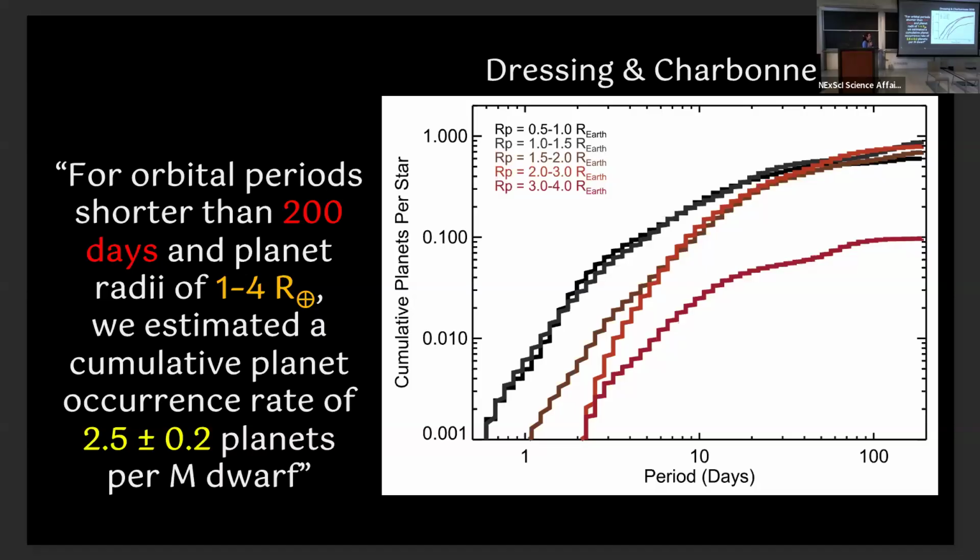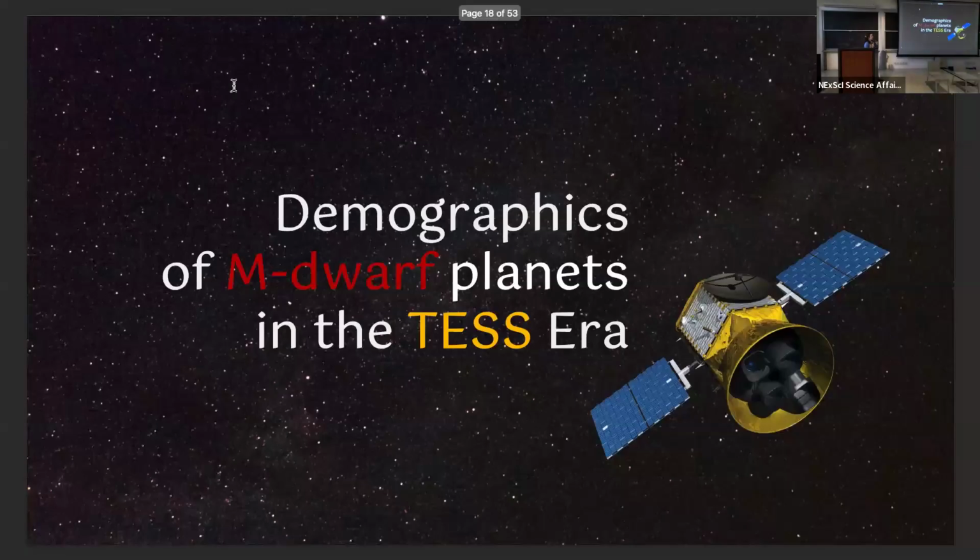One thing, though, to keep in mind with the statistic is that we're really talking about early M dwarfs here. So the median host mass in the sample is 0.5 solar masses, so firmly in that early M dwarf regime. So if we want to think about later type M dwarfs, we need to go to a different survey, and that brings us into the TESS era.